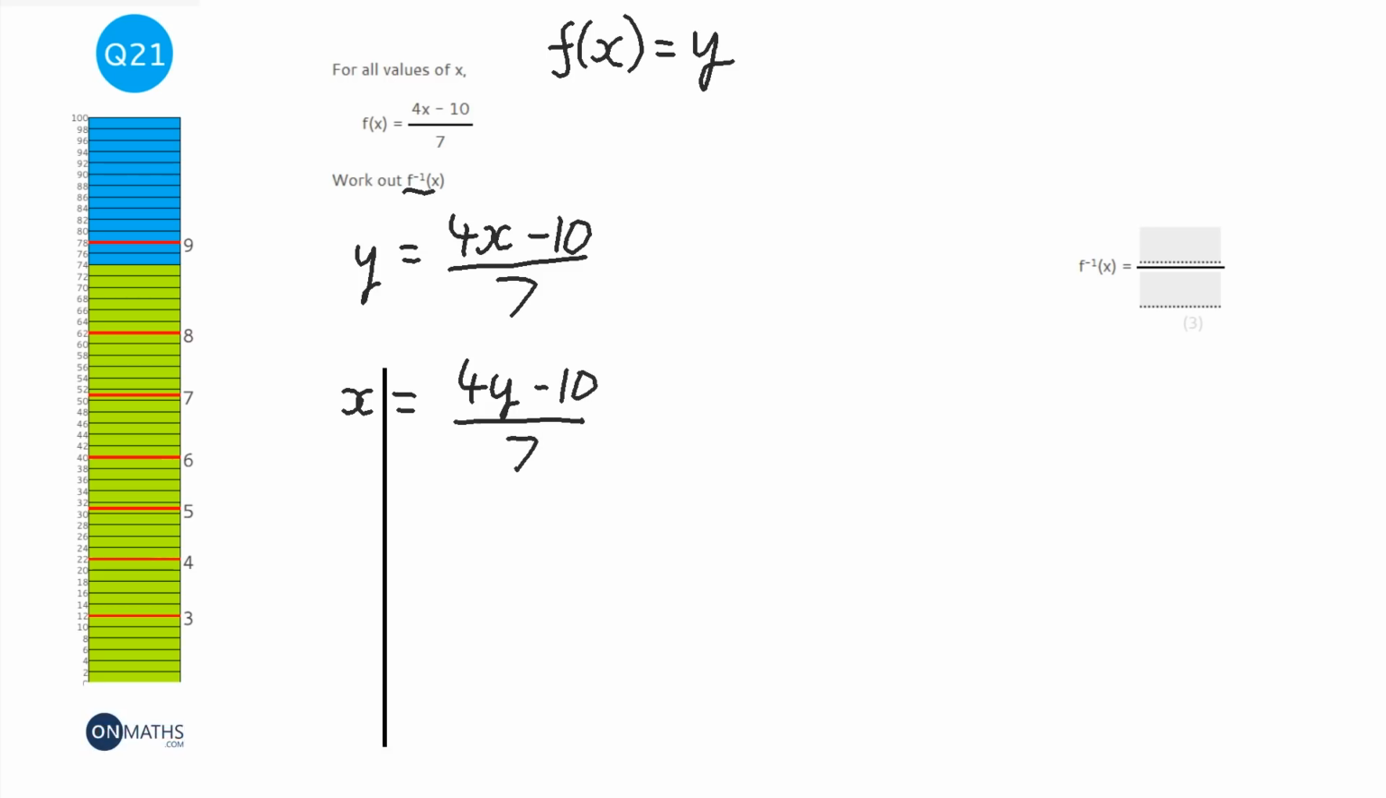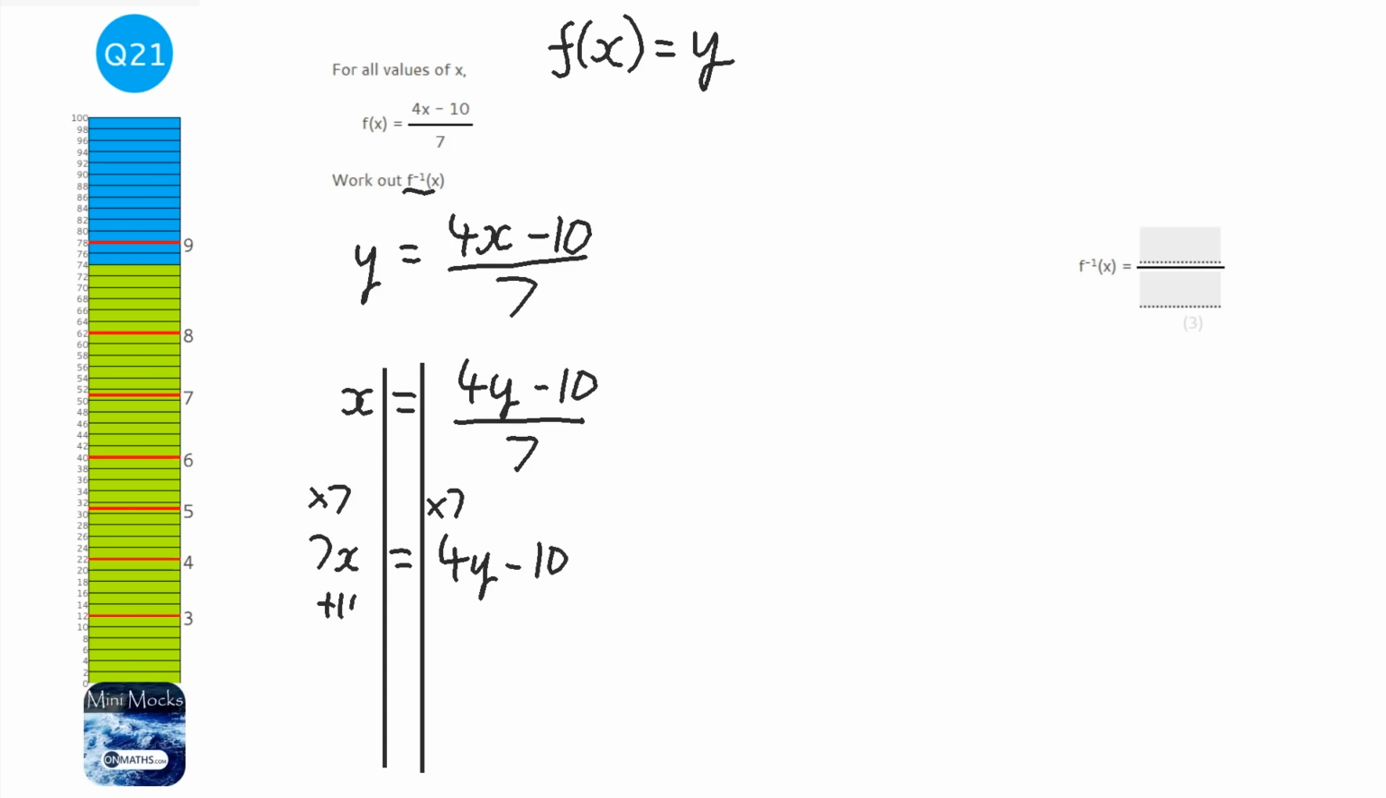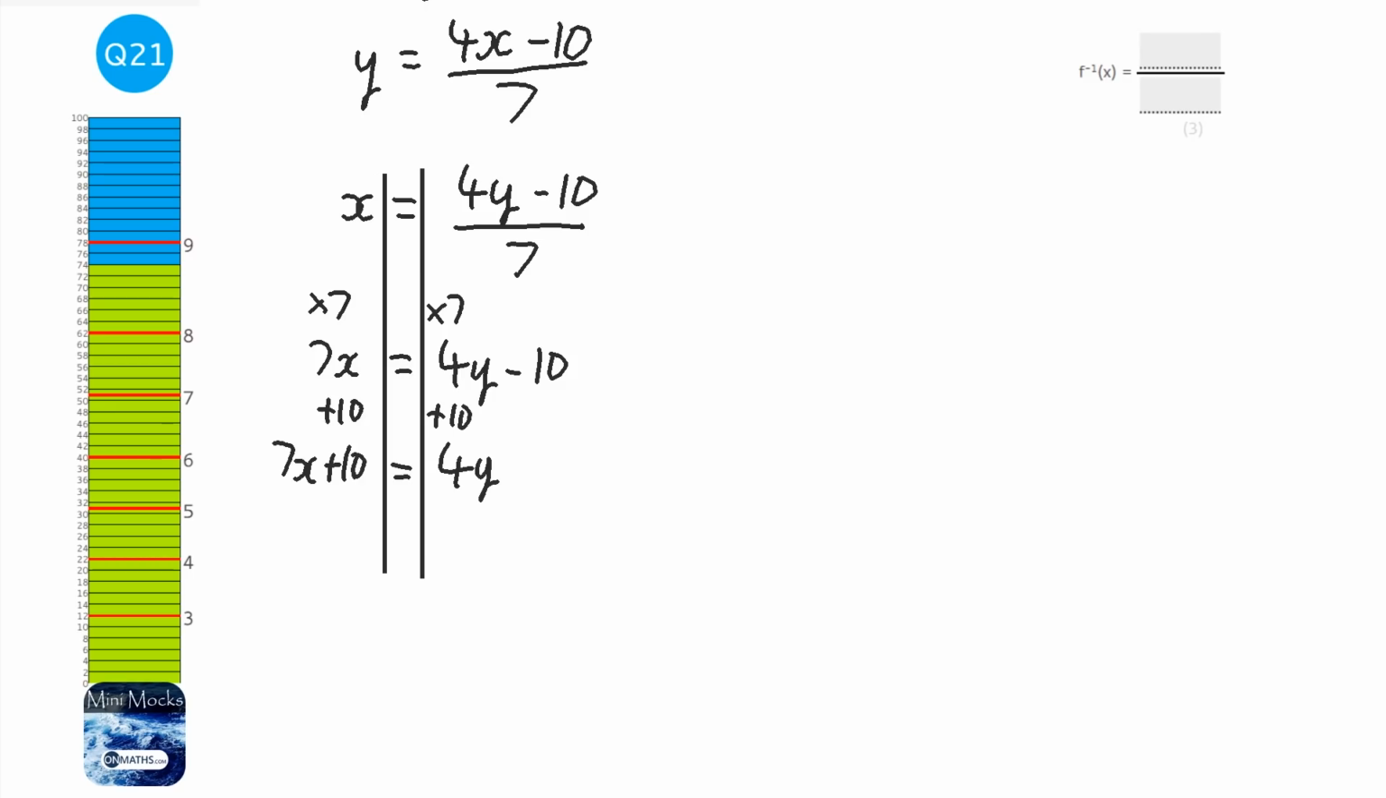And then all we need to do is get it so we've got y equals. So the first thing I'm going to do is times both sides by 7 to get rid of the fraction. So we've got 7x equals 4y minus 10. Then I'm going to add 10 both sides. So we've got 7x plus 10 equals 4y. And then I'm going to divide both sides by 4. So I've got 7x plus 10, all of that over 4, equals y.